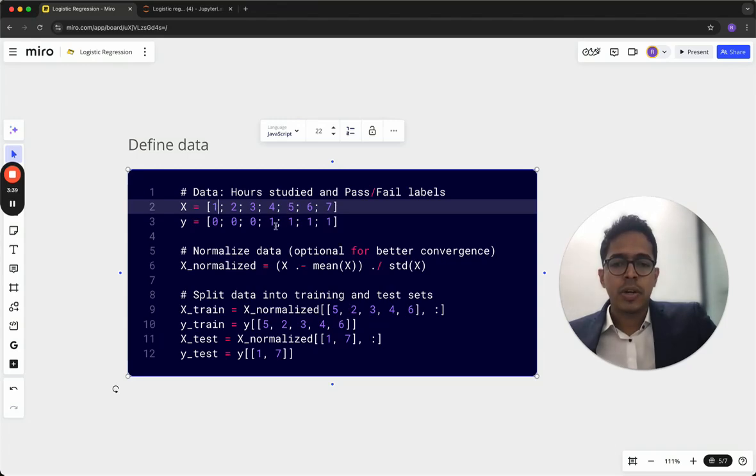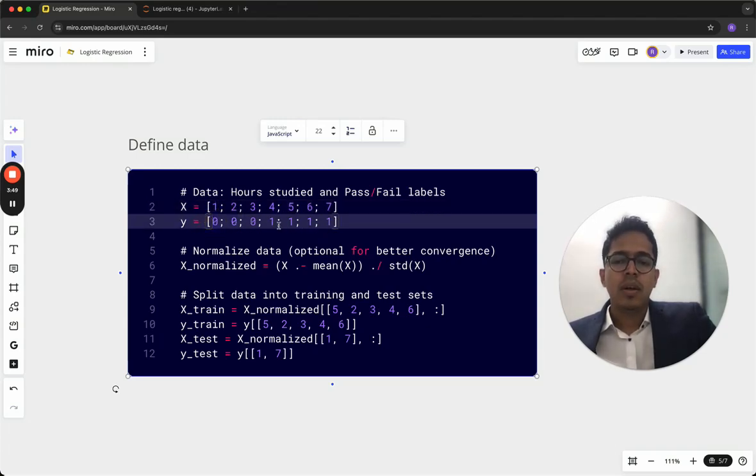Corresponding to 2, we have 1. Corresponding to 3, we have 0. Corresponding to 4, we have 0. And 5 and 6, we have 1. For 1 and 7, we know the output is 0 and 1 respectively.